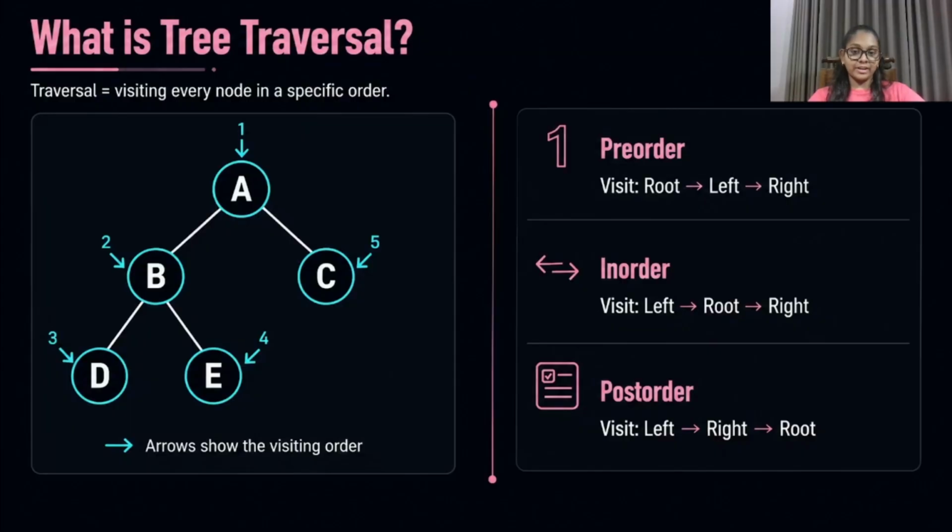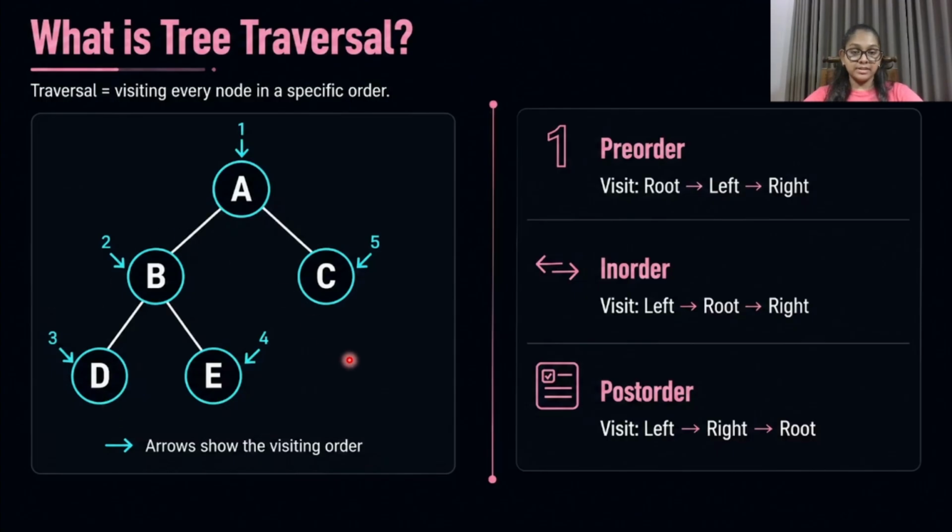So let's get started. Alright, before constructing trees, we first need to understand what traversal actually means. Traversal simply means visiting every node in a tree in a specific order. Now, depending on the order we visit the nodes, we get different traversals. So first, we have preorder traversal. In preorder, we always visit the root first, and then move to the left subtree, and finally the right subtree.